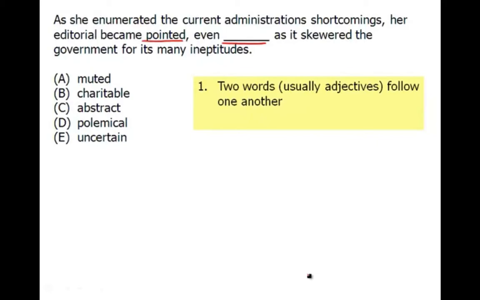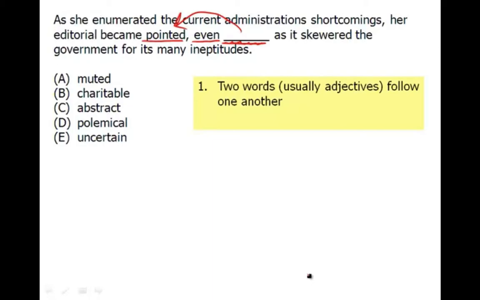It's called apposition. And, of course, you don't have to know that, but what you do know is that the second word here in the blank itself is going to be similar to pointed, but it's also going to be more extreme because of that word even. Sometimes that word will be there, other times it won't be there. And in that case, pointed, this word here will probably be more of a synonym. But now with even, we're looking for a more extreme word. So let's read the sentence.